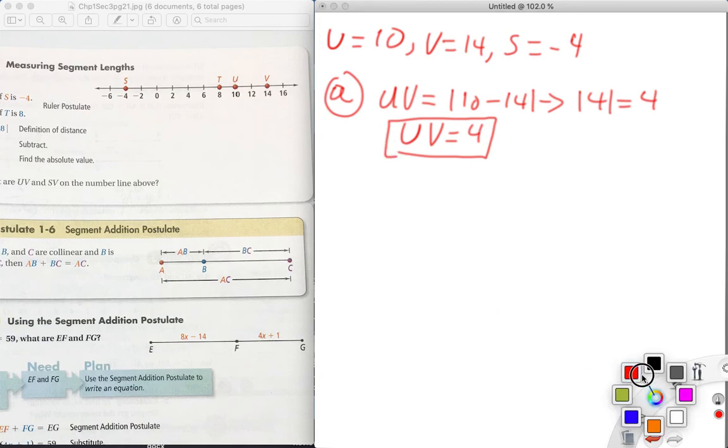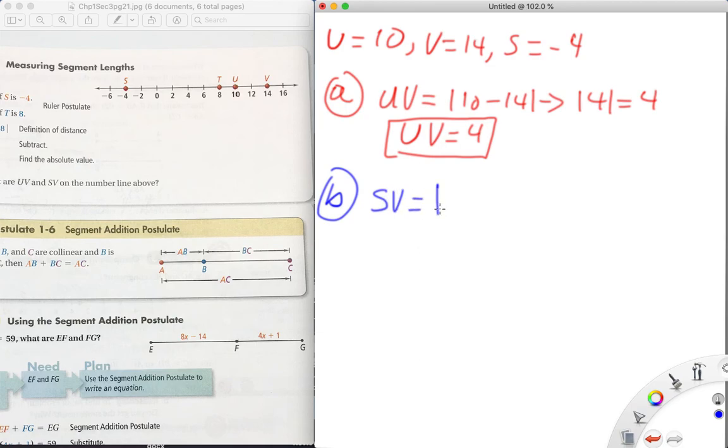Then we have SV. That equals the absolute value of -4 minus 14, which is -18, absolute value, which equals 18.